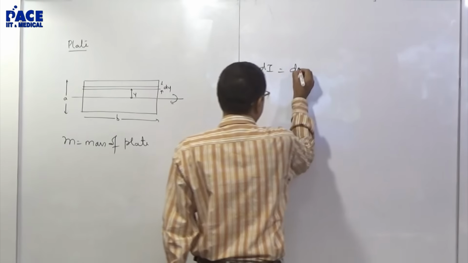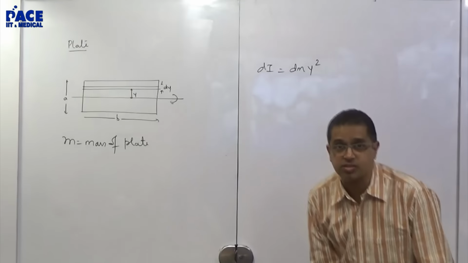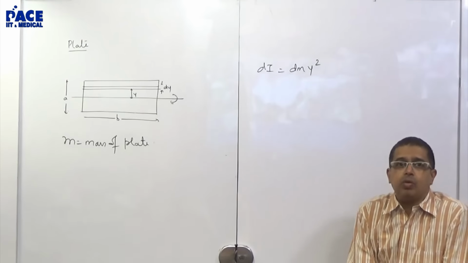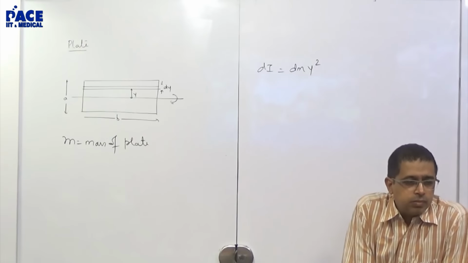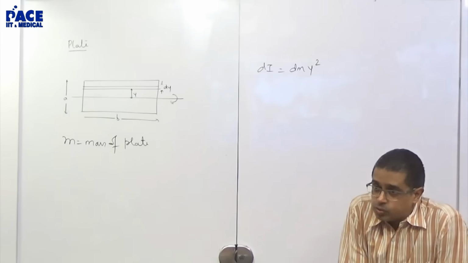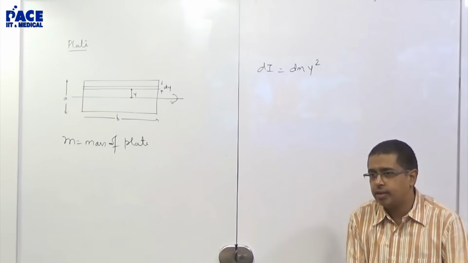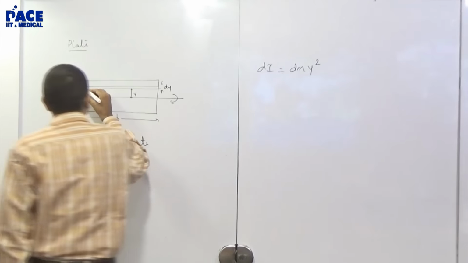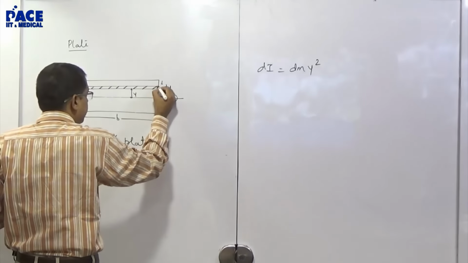dI will be dm into y square. Every part of the element is at the same distance from the axis. So dm into y square: you take any part of the element, it will be at a distance of y. So the moment of inertia of this element about the axis shown will be dm into y square.